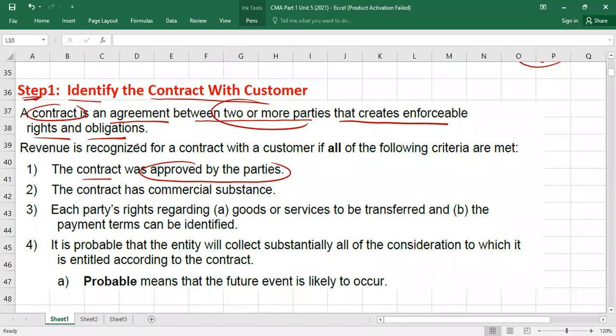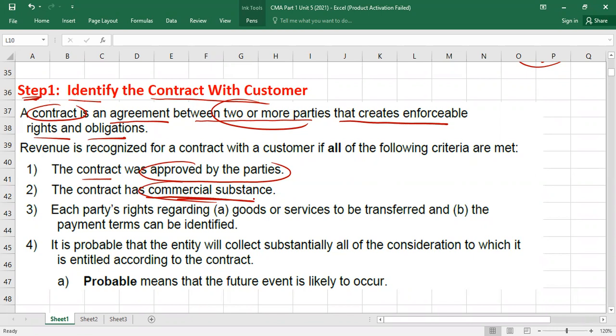Understood? Point number 2 is what? The contract must have what? Commercial substance. This word is important. Commercial substance. This word is derived from the framework, the substance. Actually, what does commercial substance mean?